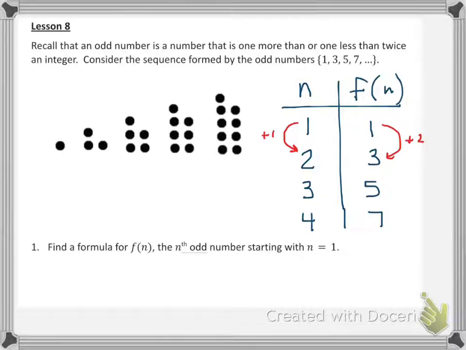So I can say that f of n is equal to, I know it starts with 2n, and then I'm just going to adjust. So if I say, well, what if n is a 1, then I plug a 1 in for n, and that's 2 times 1 is 2, but I want it to be a 1. So how do I make that happen? Well, I just subtract 1. All right, there's the first one.